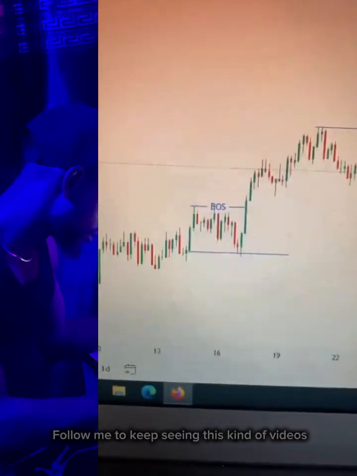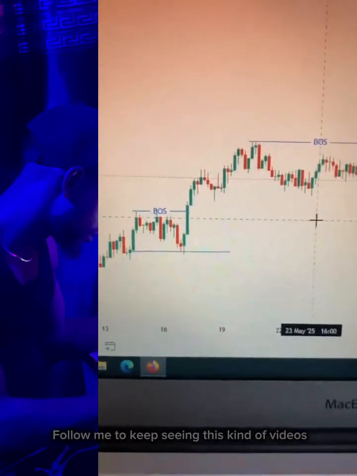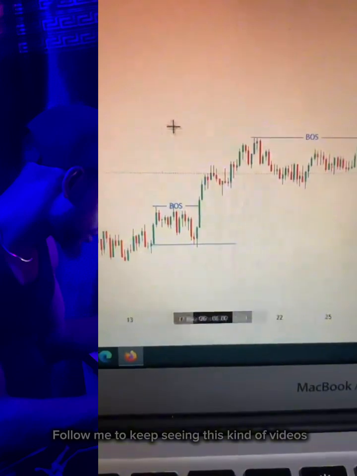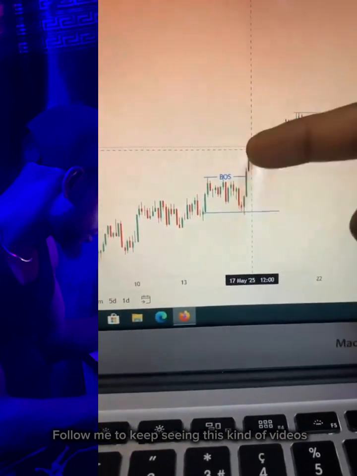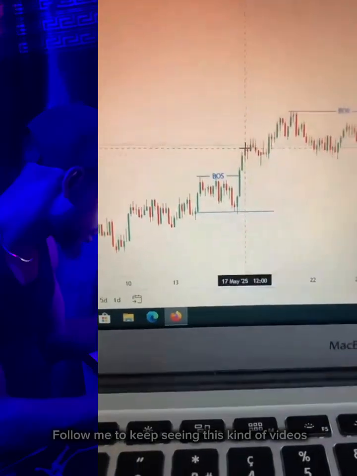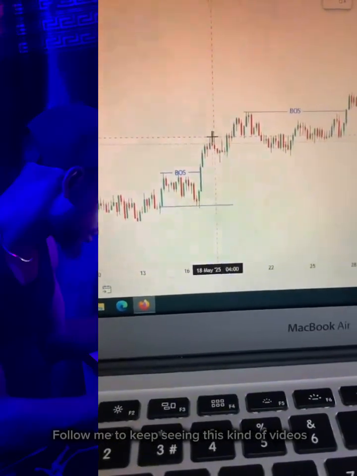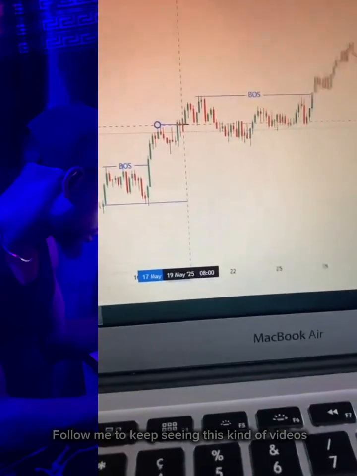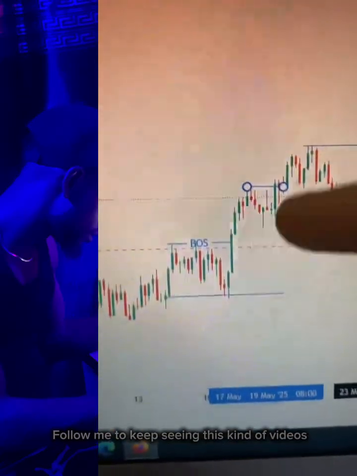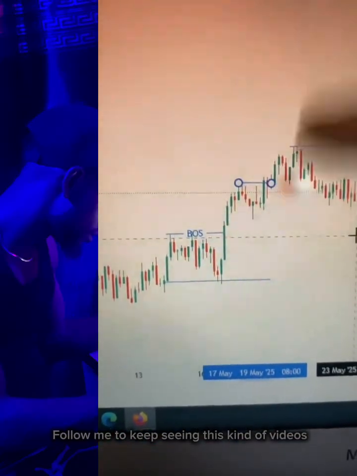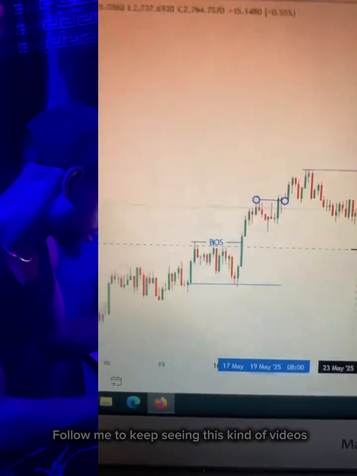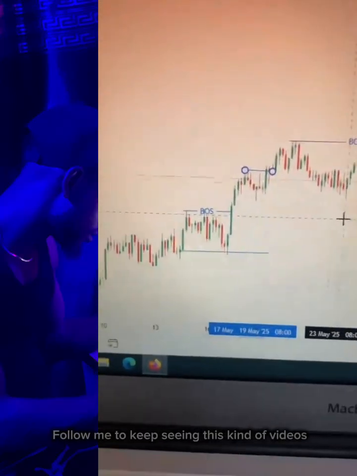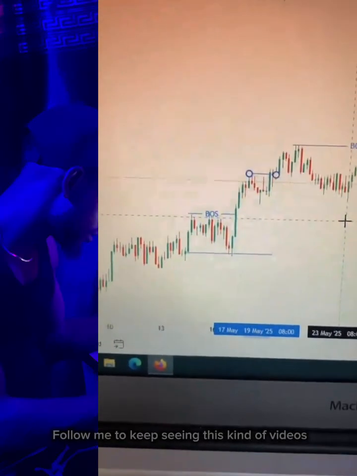Let's continue. Now, I want to ask a question. Let me make it slow, it's been too fast. This break of structure, you see, price broke out from this previous high, right? And we see a pullback here. Is this a valid break of structure? Some will say yes, some will say no.